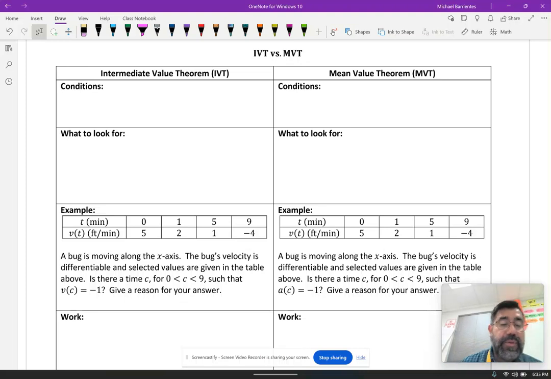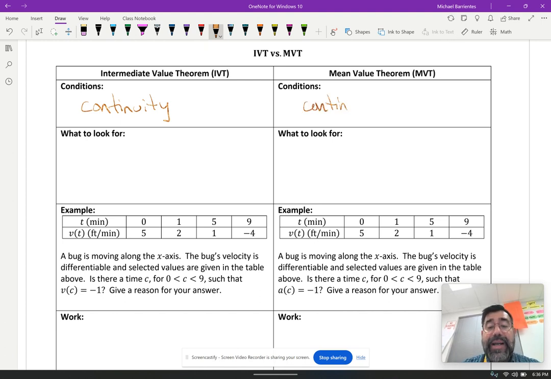All right, good people. So let us compare both theorems and make sure that we understand what is necessary in each. When we're talking about the intermediate value theorem, what we need to make sure is that we have continuity. Continuity on the closed interval is going to help us use the intermediate value theorem. When I'm using the mean value theorem, I need continuity, but I also need differentiability.